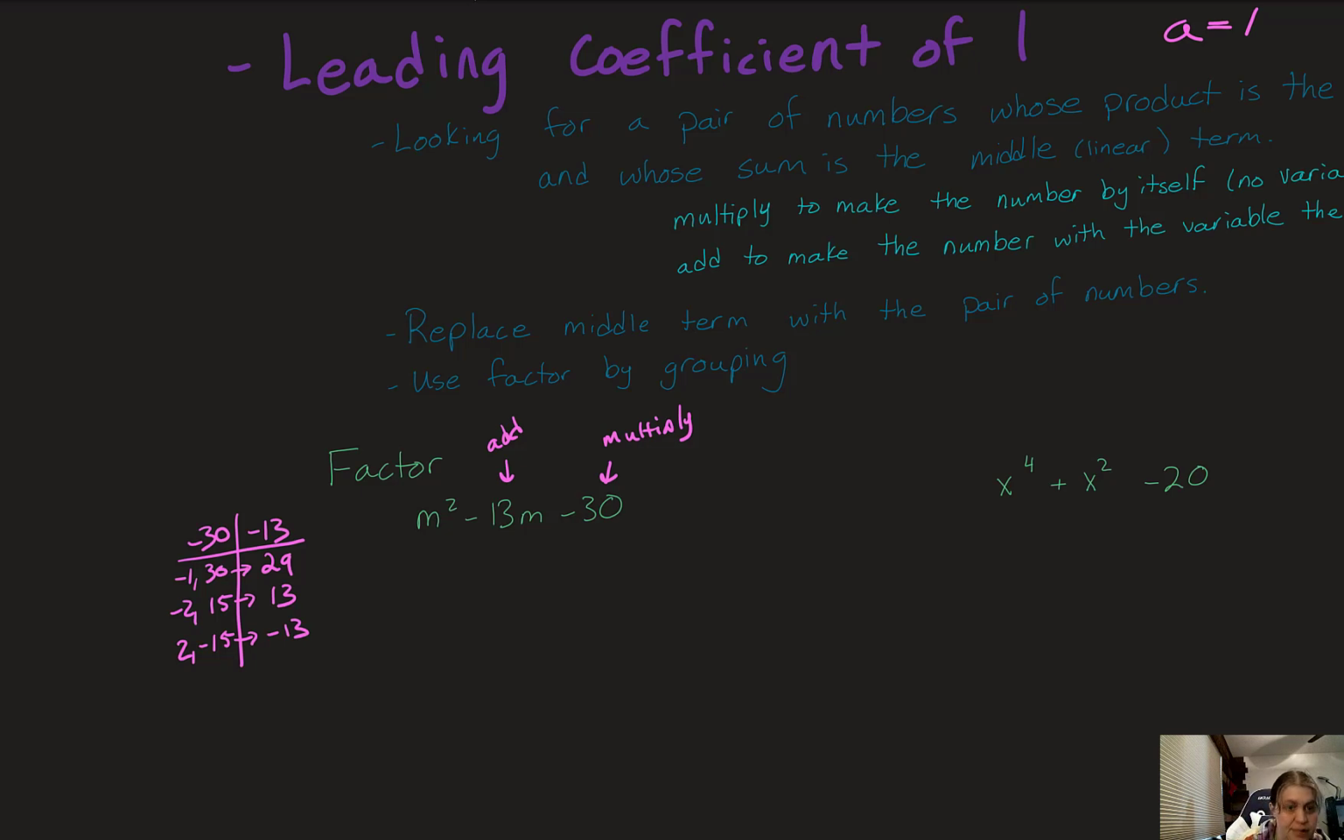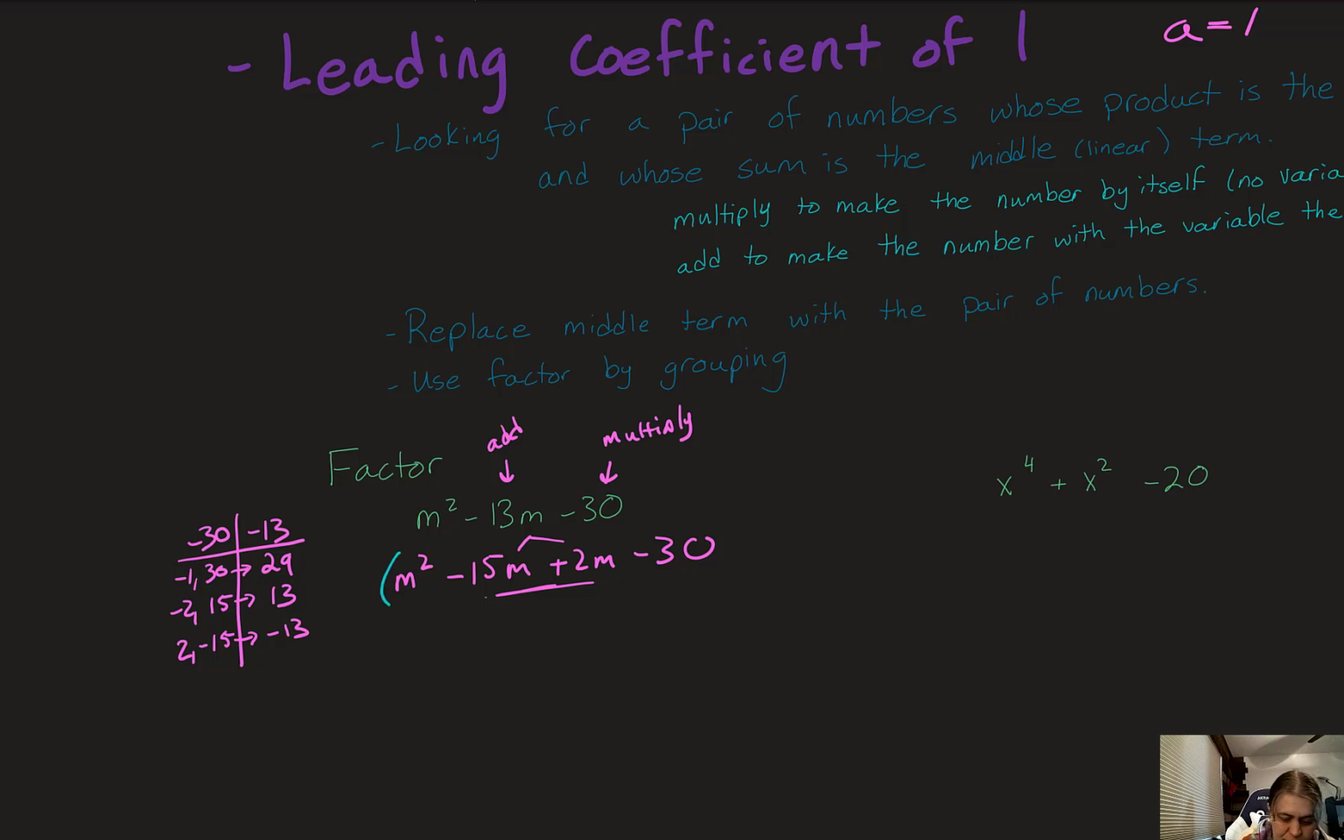So I'm going to rewrite this as m squared minus 15m plus 2m minus 30. So notice that these two right here, if I combine my like terms, they would create a negative 13m. So that's exactly what we're looking for.